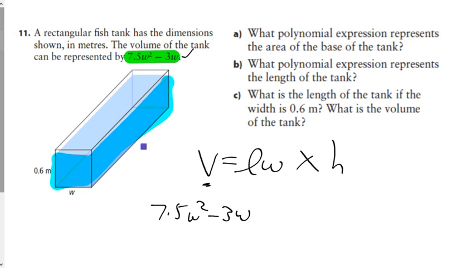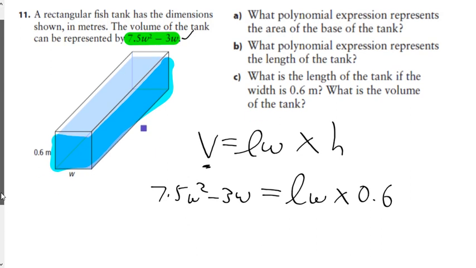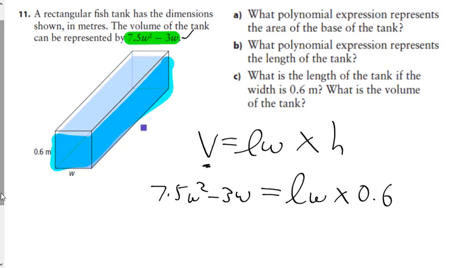That's the first step. What is the length of that base? We do not know, so we're going to keep L. What is the width of the base? It's W. And what is the height of the base? 0.6. So when I substitute that, I end up with that particular expression. Now it says, what polynomial expression represents the area of the base in the tank?